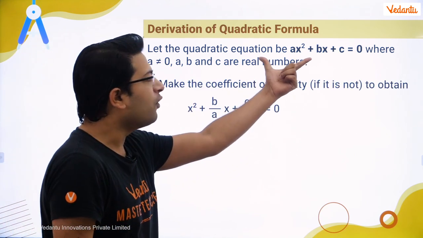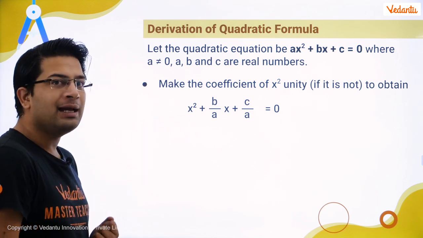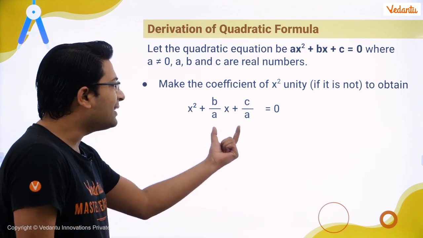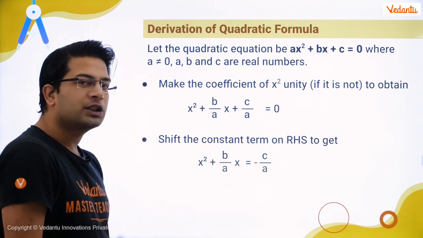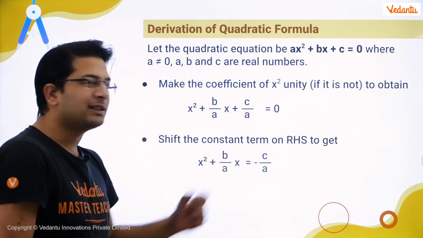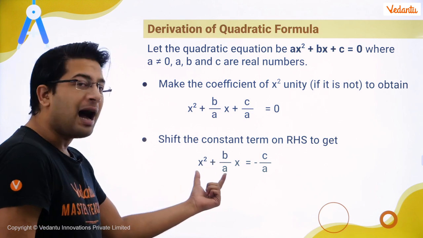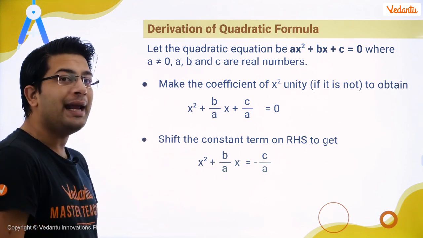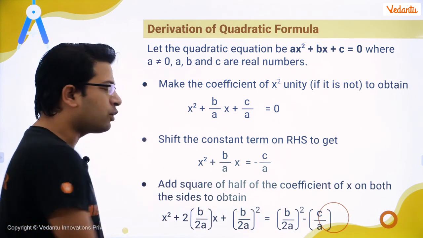So champ, what to do? First of all, we will make the coefficient of x square 1, so we divide both sides by a. Now we will take the constant term to the other side. After that, we have to add some term on both sides, and that term will be half of the coefficient of x, squared, that means b upon 2a to the whole square. So on both sides, I have added b upon 2a to the whole square, right?